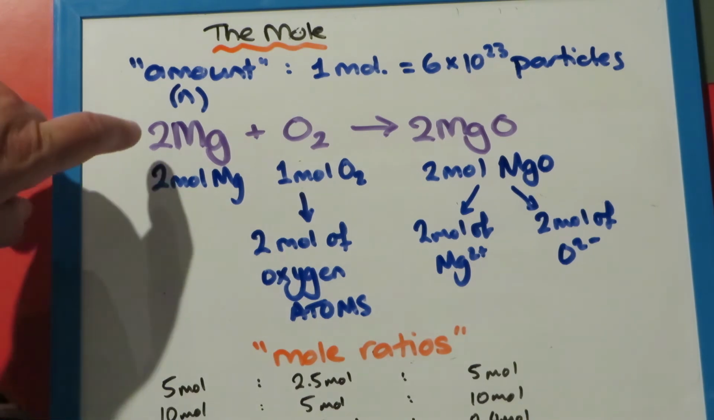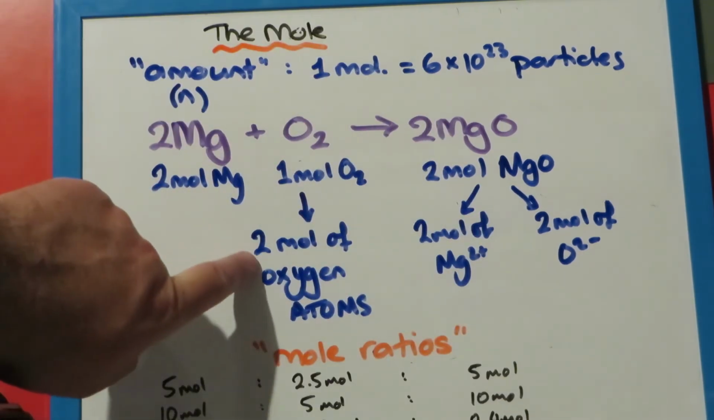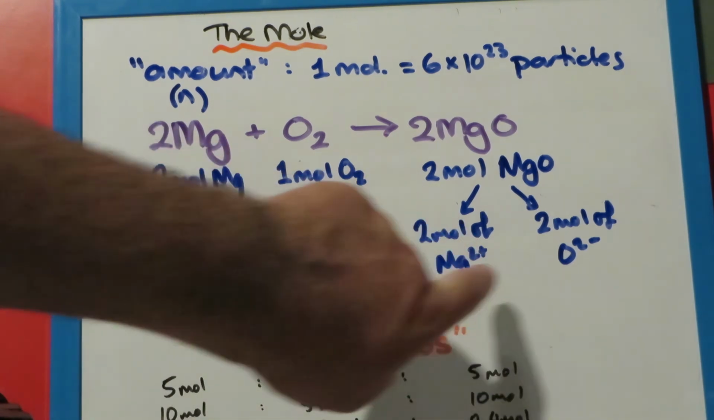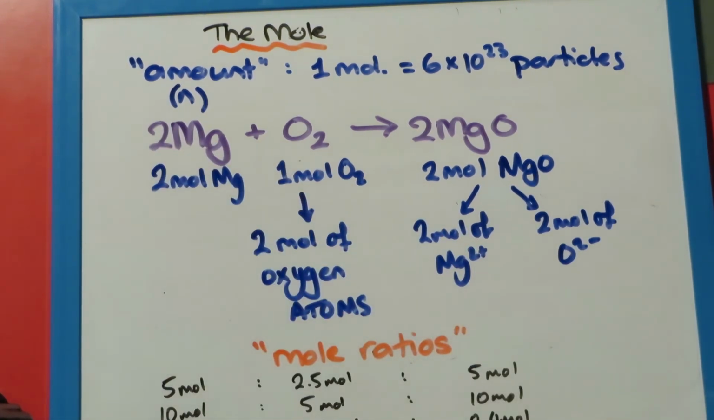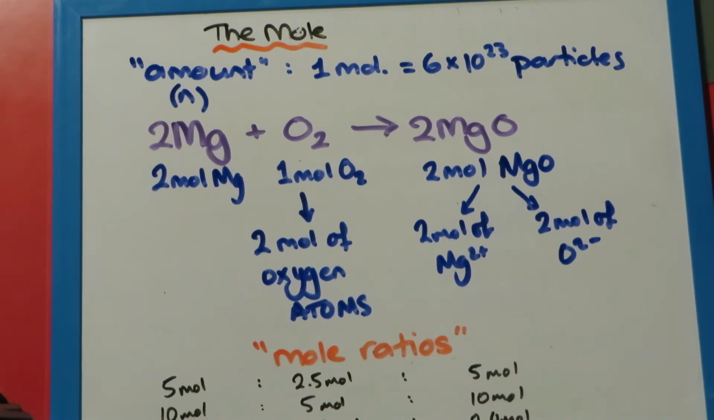So in case you're wondering how 2 plus 1 could equal 2, it's not. It's actually 2 plus 2 is 4. So it still is the same number of particles on each side. They've just been rearranged, and that's what a chemical equation or chemical reaction does.